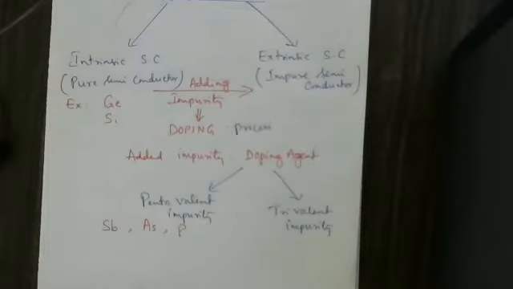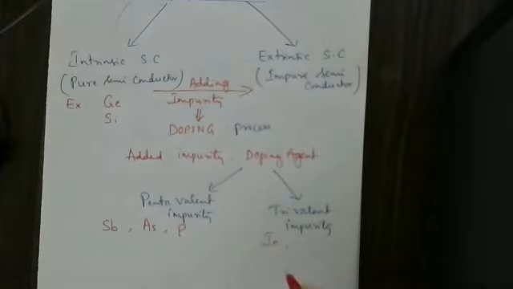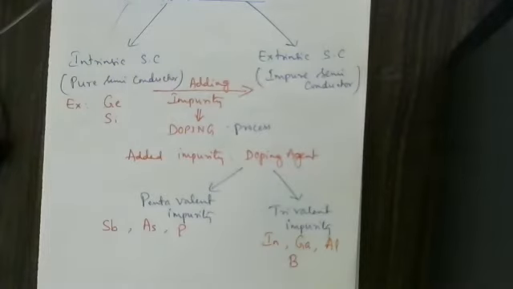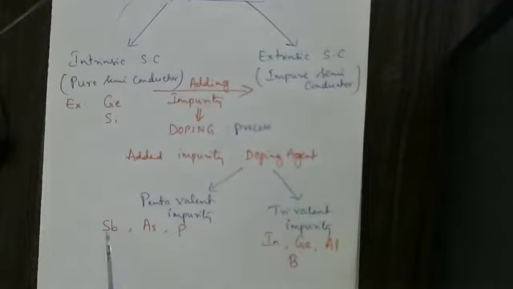Trivalent impurity we are adding is either indium, or gallium, or aluminum, or boron. These are the elements. Trivalent impurity is usually either indium, gallium, aluminum, or boron. They are acting as trivalent impurities. Any one of these we are adding here. Pentavalent impurity is either antimony, arsenic, or phosphorus, that we are going to add.